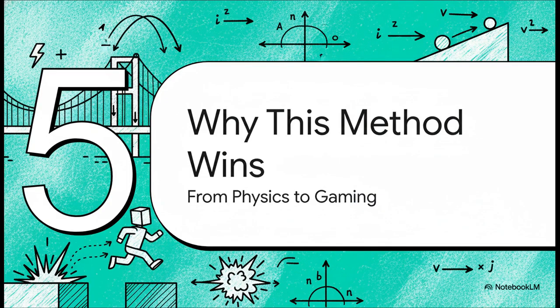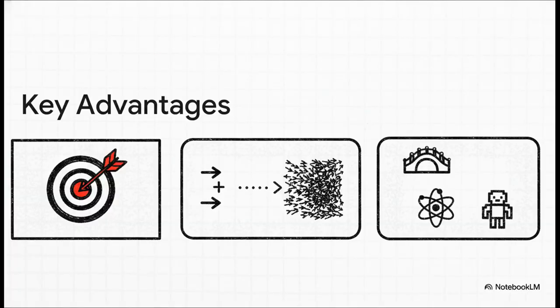And look, this method is so much bigger than just dog-based physics puzzles. This is the engine that drives so many different fields. It's how engineers figure out the stress on a bridge. It's how physicists map out invisible electric fields. And yeah, it's how video game developers program the realistic physics in all your favorite games. So, what makes this method the absolute winner? Well, first, it's precise. It gives you exact results, not estimates. Second, it's totally scalable. You can add 2 vectors or 2,000 vectors, the recipe's the same. And third, it's a foundational tool. It's literally the language of anything that has both a strength and a direction.